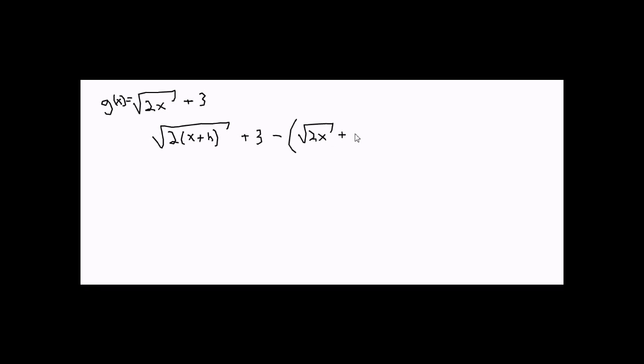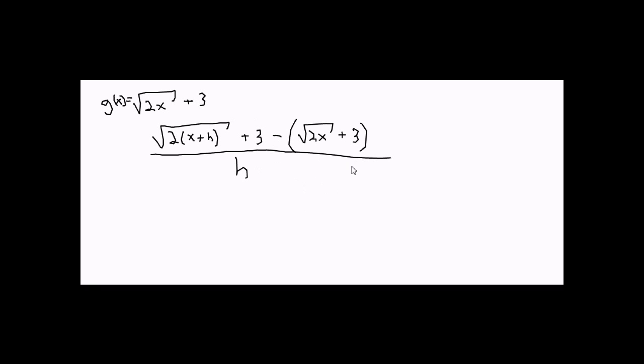Part B. Let's go back to black here. It's the square root of 2x plus 3. And we're calling this g of x. The difference quotient is g of x plus h, so that's the square root of 2x plus h plus 3, minus g of x, which is the square root of 2x plus 3. Nothing crazy there. All of that is over h.